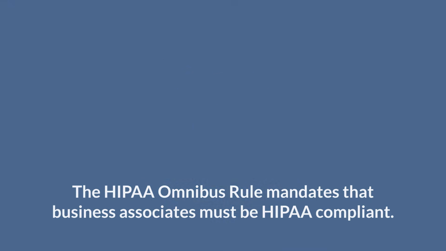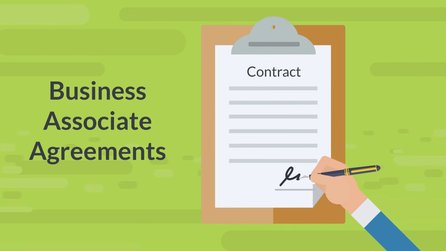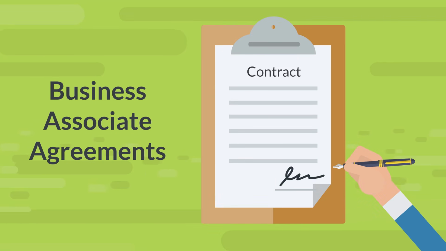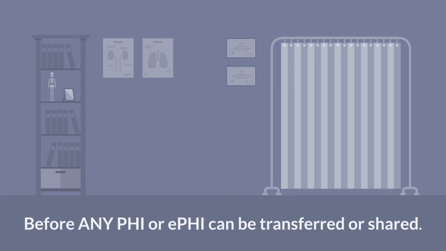The HIPAA Omnibus Rule mandates that business associates must be HIPAA compliant, and also outlines the rules surrounding business associate agreements, also known as BAAs. Business associate agreements are contracts that must be executed between a covered entity and a business associate, or between two business associates, before any PHI or ePHI can be transferred or shared.